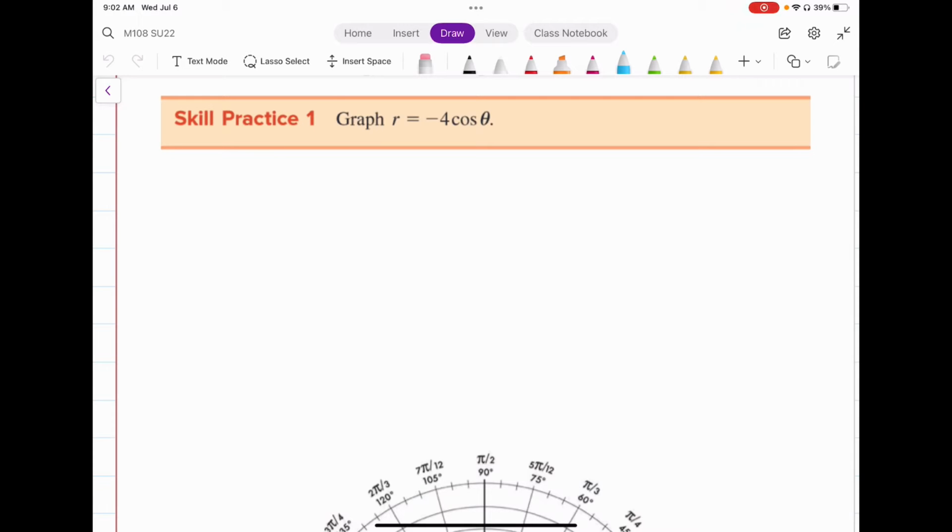Skill practice 1, we're going to graph r equals -4 cosine theta. This is in polar coordinates, obviously, and we're going to do this by using a table of values. So what I'm going to do is pick a table of values with theta ranging from 0 to about 3 pi over 2.